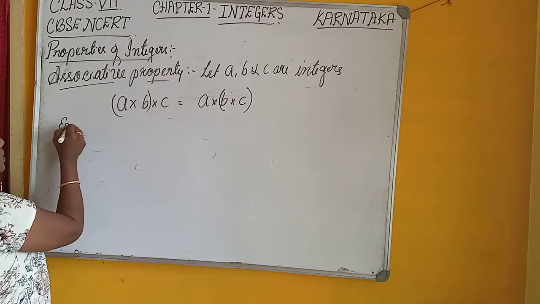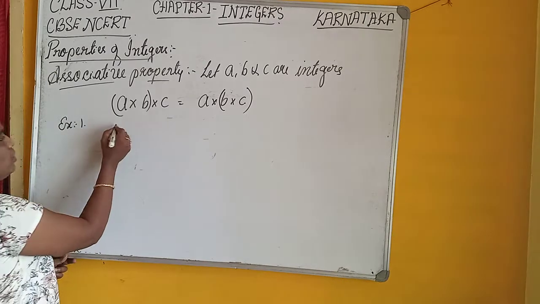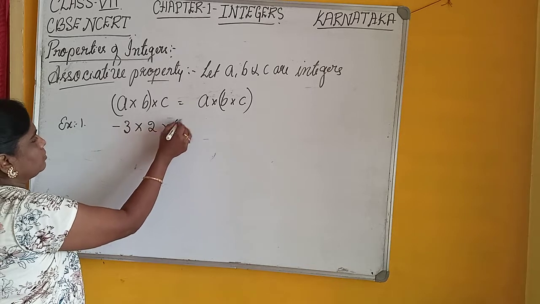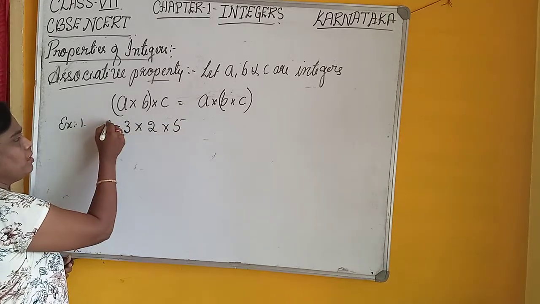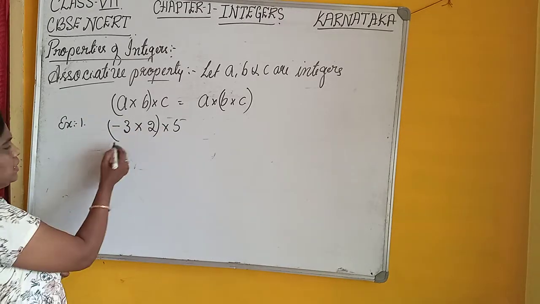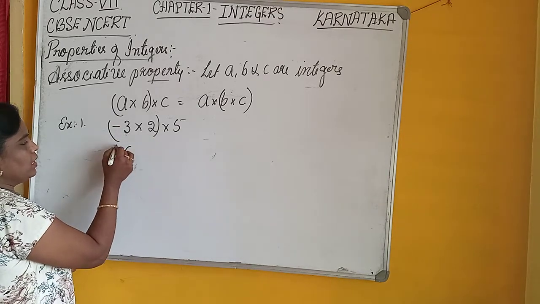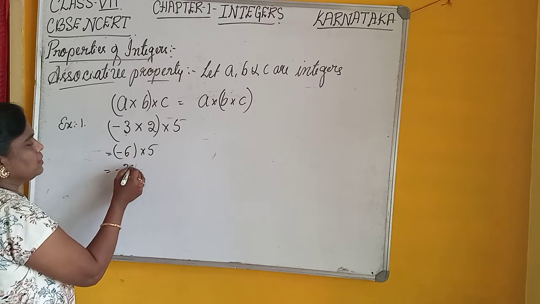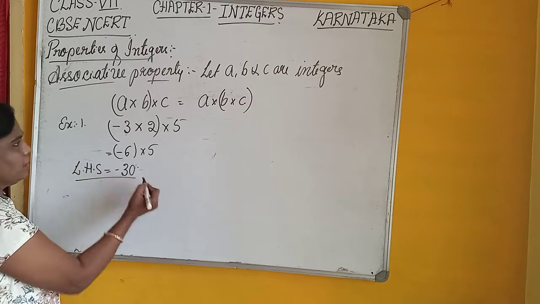Example 1. Consider three integers: minus 3 into 2 into 5. Okay, these are three integers. Minus 3 into 2. Here we are multiplying the first two integers. That is equal to minus 3 into 2, minus 6, then minus 6 into 5. That is equal to minus 30. In this LHS we got minus 30.